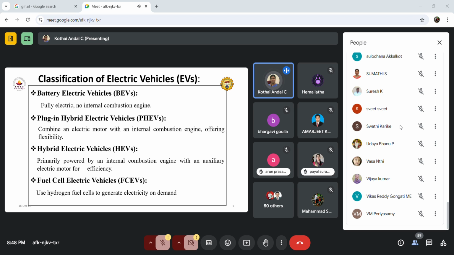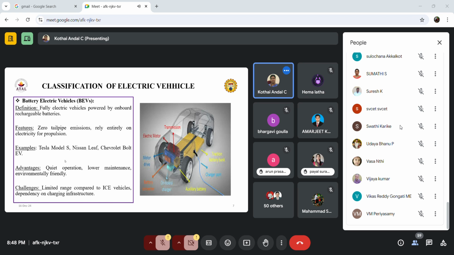Next, fuel cell electric vehicle, if you come to that, here fuel is hydrogen. So hydrogen fuel cells will generate the electricity to propel the motor. So that is the futuristic EVs. This is the major classification.